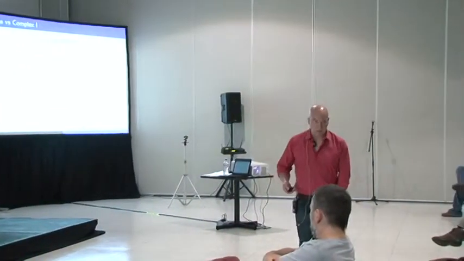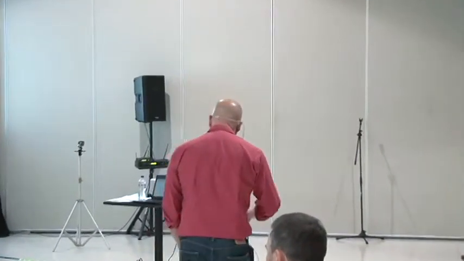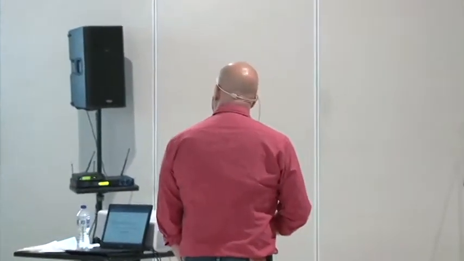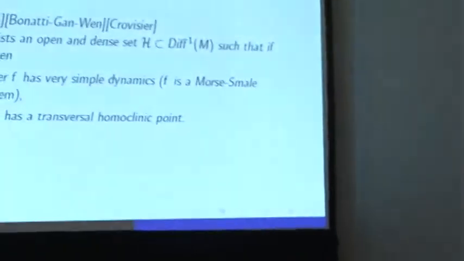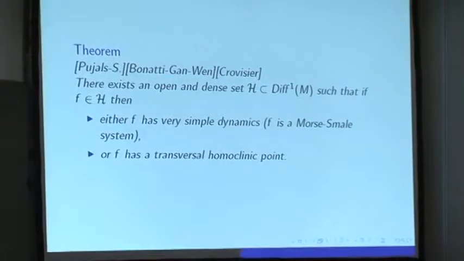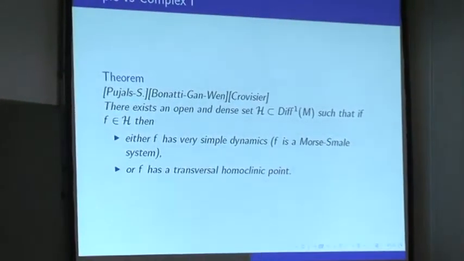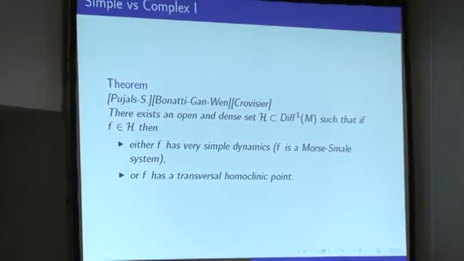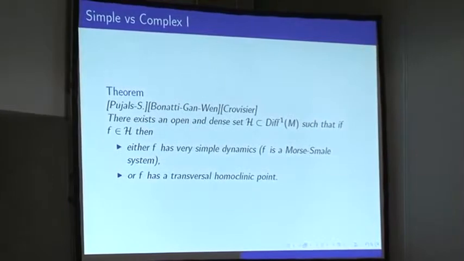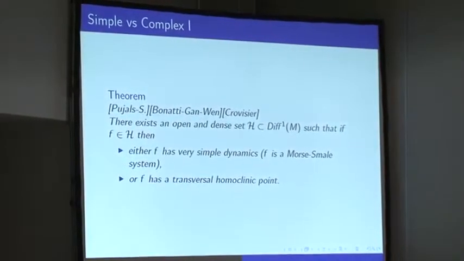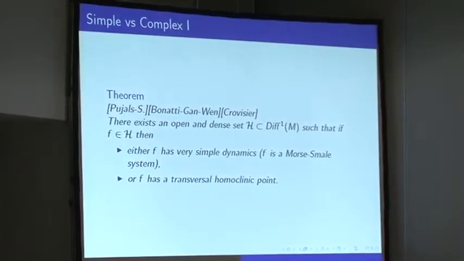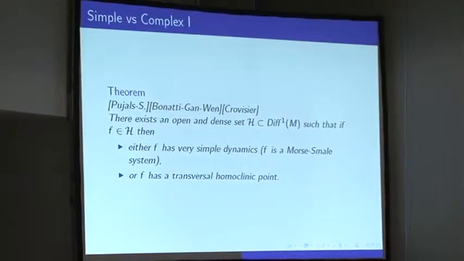We have the Smale horseshoe, and so infinitely many periodic points and so on, and positive entropy. So the first result that I want to mention is something that we did with Enrique Pujals. This was in dimension 2. Then it was done by Bonatti, Gan, and Wen in dimension 3, and by Sylvain Crovisier in any dimension: there exists an open set H in the space of C1 diffeomorphisms, such that if F belongs to H, then either F has a very simple dynamics, which means we have just finitely many periodic points, and any other point will converge to some of these periodic points. So this is very simple.